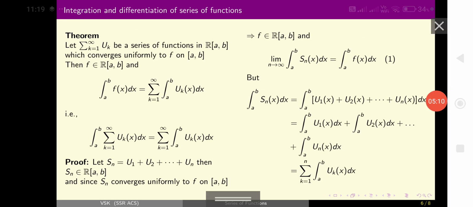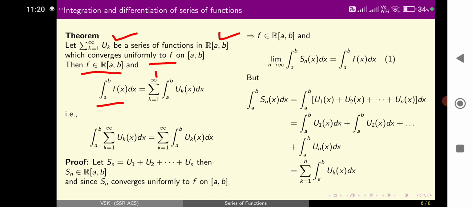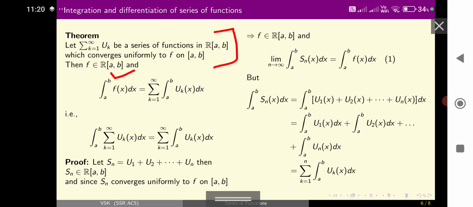Now let us see the next theorem. It says that if the series k is equal to 1 to infinity uk is a series of functions in R[a,b], that is each term is Riemann integrable, which converges uniformly to a function f on [a,b], then the resulting function f is also Riemann integrable, and integration a to b f(x) dx is equal to summation k is equal to 1 to infinity integration a to b uk(x) dx. It means that if these conditions hold, then we can interchange the series and the integration sign. That is, integration a to b summation k is equal to 1 to infinity uk(x) dx will be the same as summation k is equal to 1 to infinity integration a to b uk(x) dx.